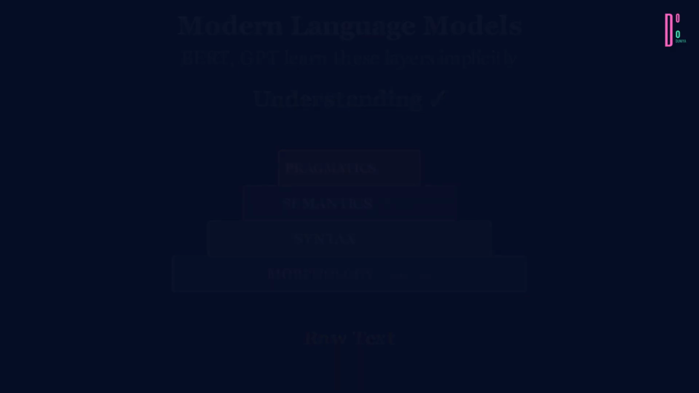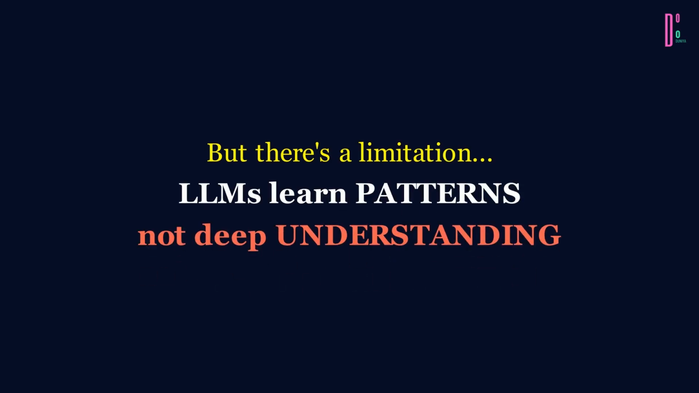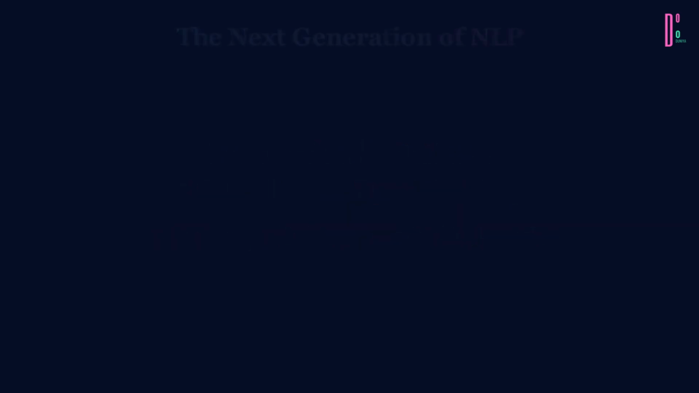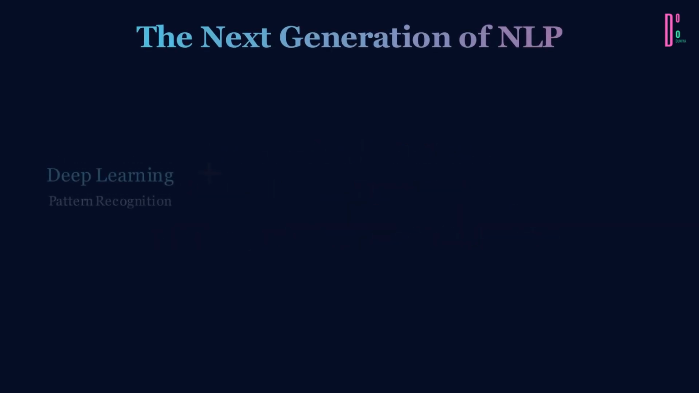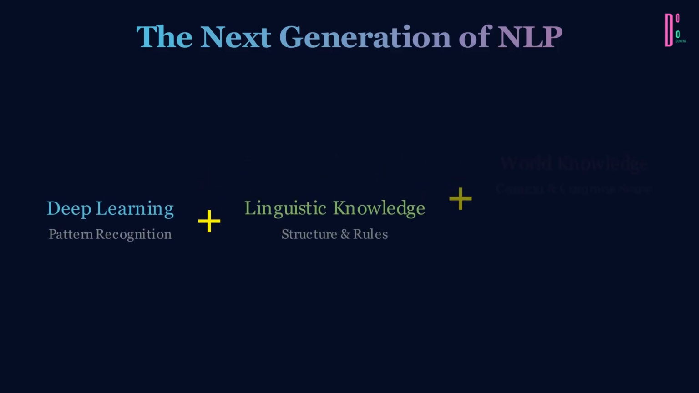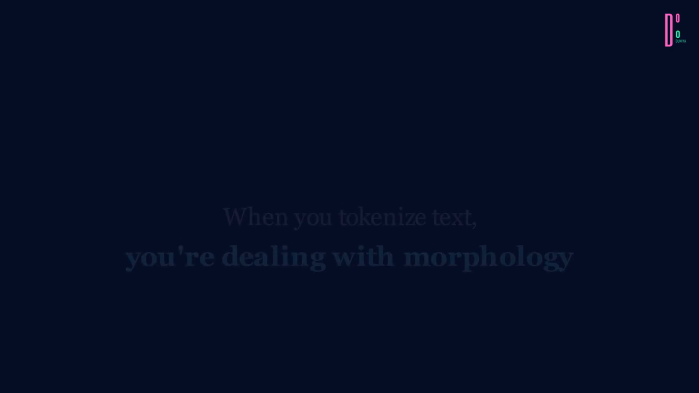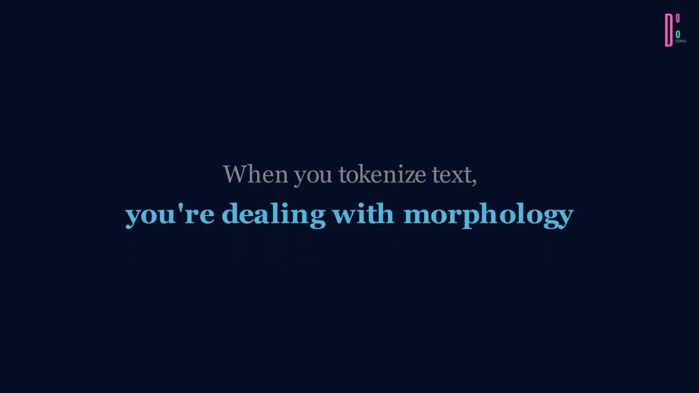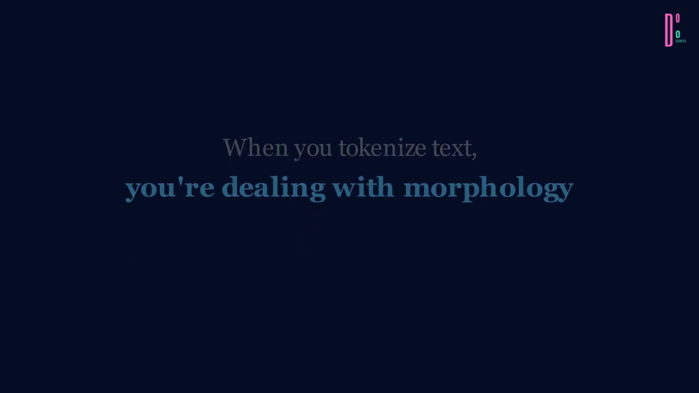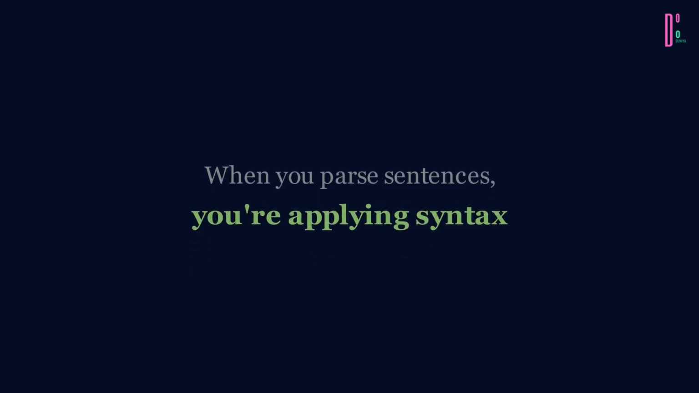Modern language models like BERT and GPT learn these layers implicitly through training on billions of words. They develop internal representations that capture morphology, syntax, semantics, and even some pragmatics. But here's the limitation. They learn patterns without deep understanding. They're statistical approximators, not linguistic theorists. That's why the next generation of NLP combines deep learning's pattern recognition power, linguistic knowledge for structure and rules, and world knowledge for context and common sense.